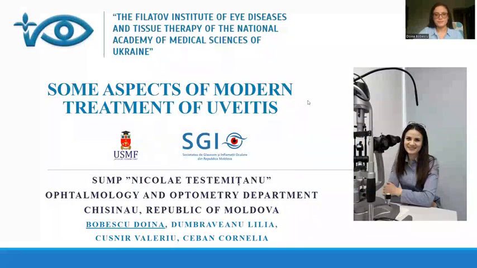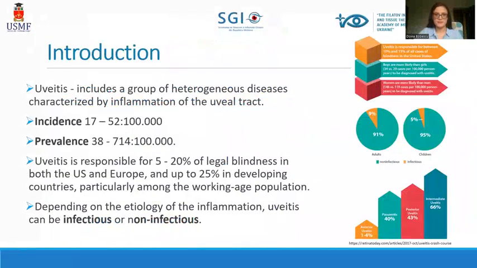Today, together with our team, we're going to present you a subject of interest for our department, namely some aspects of modern treatment of uveitis. It includes a group of heterogeneous diseases characterized by inflammation of the uveal tract, with the incidence of 17 to 52 per 100,000 persons, and the prevalence variable from 38 to 714 per 100,000 persons.